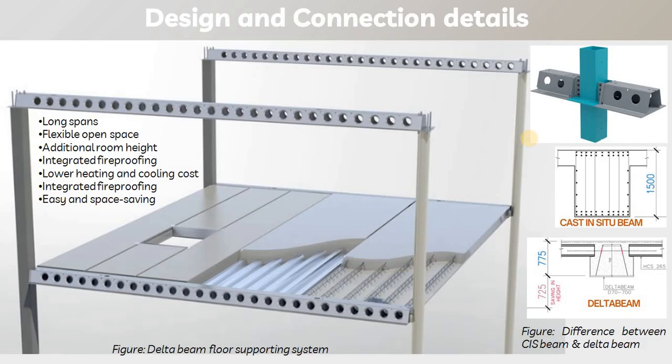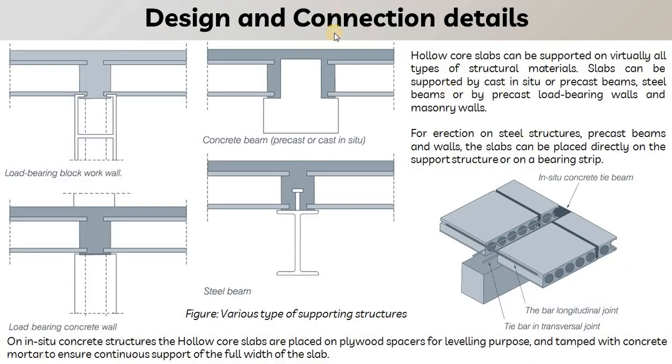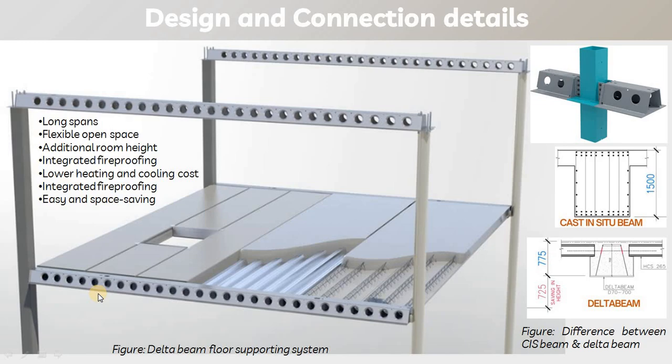So if we talk about the supporting structure, this is one of the advanced supporting systems that is used, known as the delta beam. As we have already seen, we have seen these 4 types of supporting structures, where we have brick wall, precast beam, steel beam, and load bearing walls. Now we have an advanced kind of connection, or we can say hollow core placement technology, that is known as delta beam. So here you can see this is a delta beam.